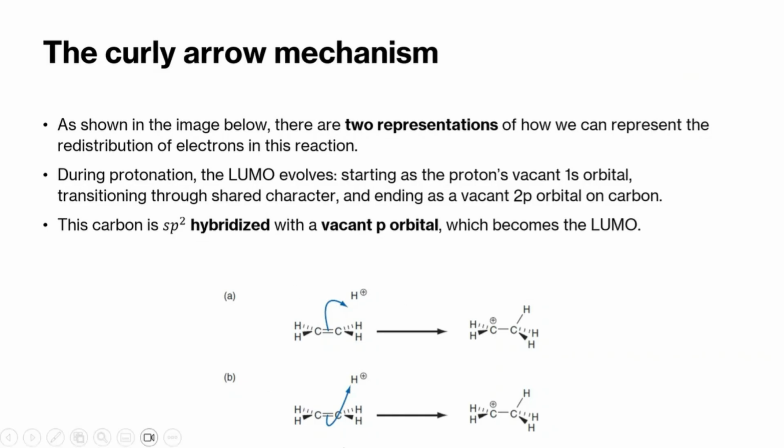And the second representation puts more of an emphasis on how we're forming that new bond between the right-hand carbon and the hydrogen. During protonation, the LUMO starts as the proton's vacant 1s orbital and transitions to a vacant 2p orbital on carbon at the end. The carbon is now sp2 hybridized with the vacant p orbital, that left-hand carbon, which then becomes the LUMO.